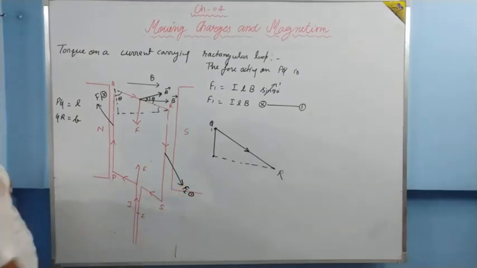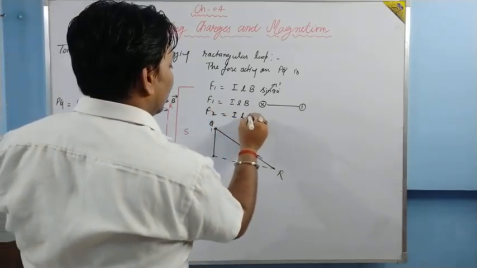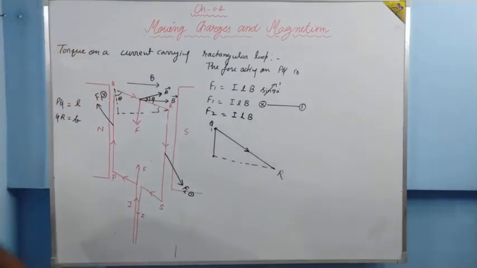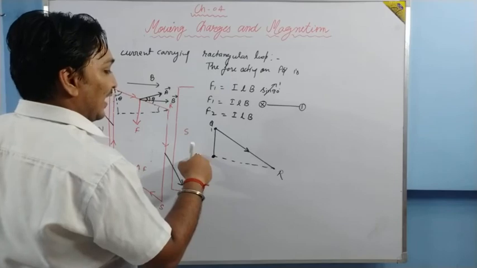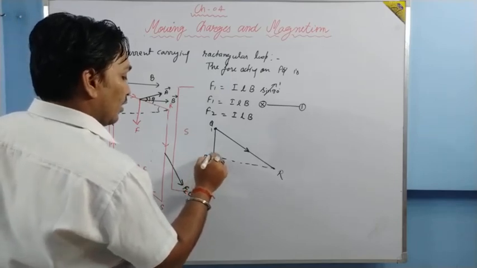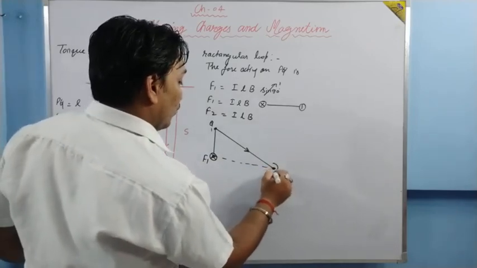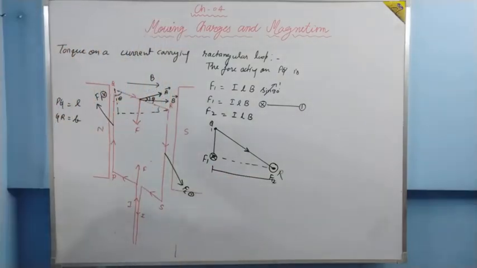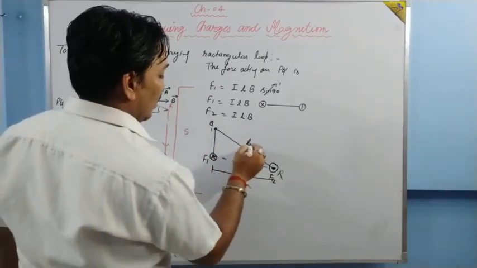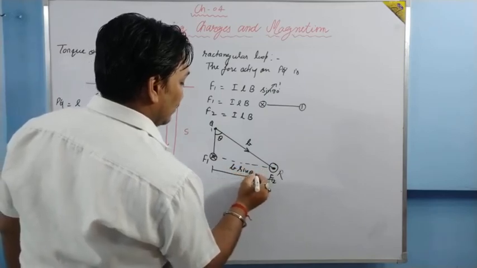This force is F2, and force F2 will also be the same because length is same, magnetic field is same, and they are making an angle of 90 degrees also. What I am trying to tell you is, here the force which is acting is F1, downward, and here the force F2 is acting perpendicular outward. So what is the perpendicular distance between F1 and F2? This length is B, and this angle is theta. So basically this length is going to be B sine theta.